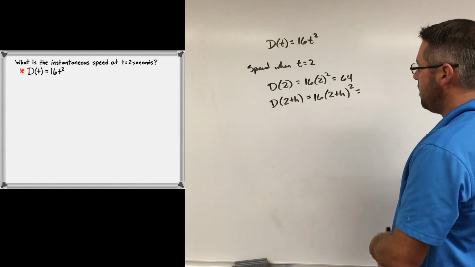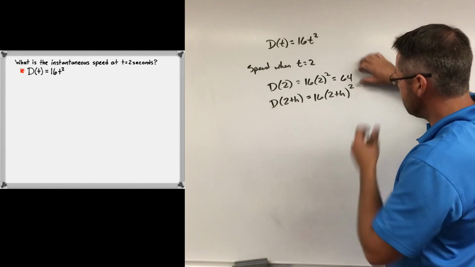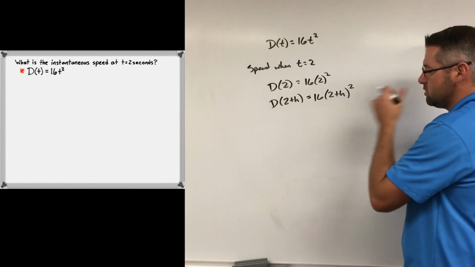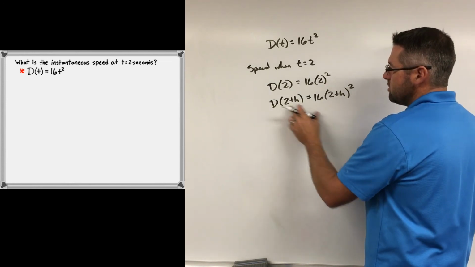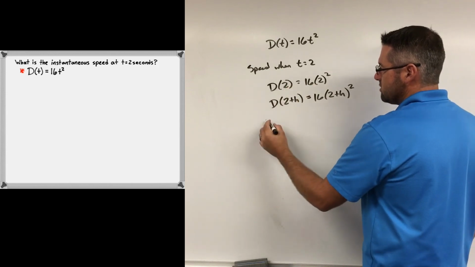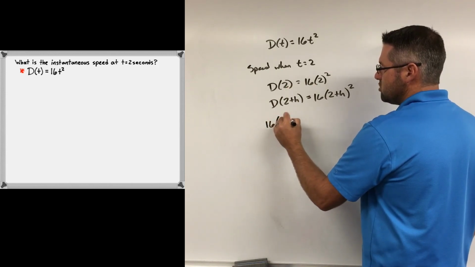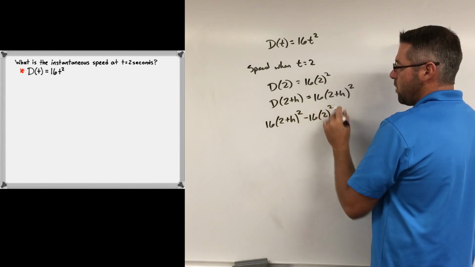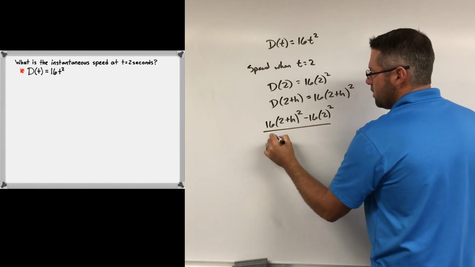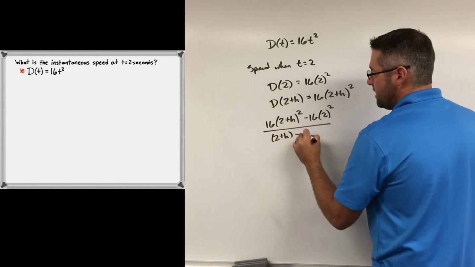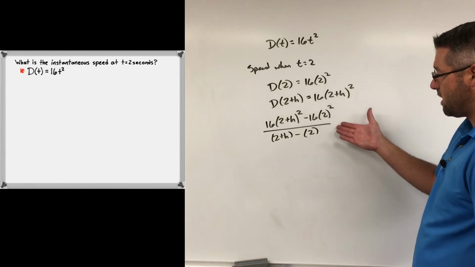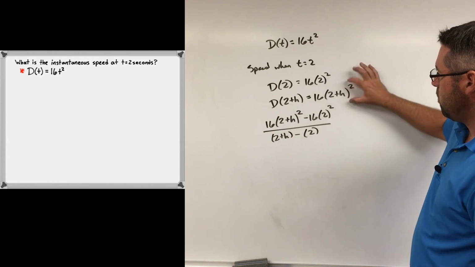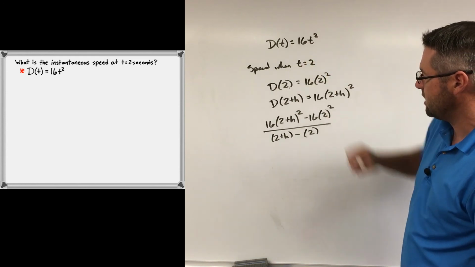Okay? Now, I'm going to leave that both like this just so you can see how this all goes together. And I'll do it 2 different ways so you can see it. Okay, so now if I take the slope here, my slope is going to be 16 times 2 plus h squared minus 16 times 2 squared, over 2 plus h minus 2. There's my slope formula right here. y2 minus y1 over x2 minus x1.